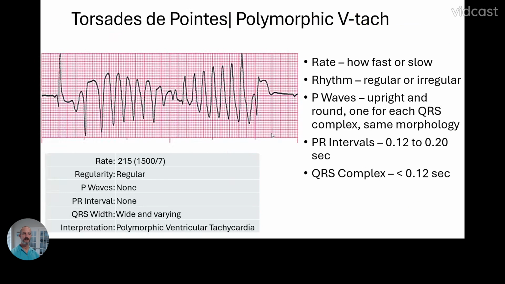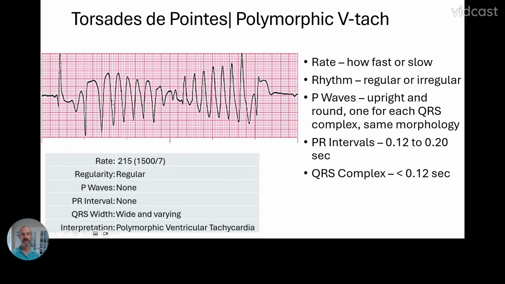All right, and then we get into torsades de pointes. It's a form of polymorphic ventricular tachycardia. And so the way that you distinguish torsades is the word comes from French meaning twisting on a point. So you can see this person had a somewhat regular rhythm here, and they went into torsades.